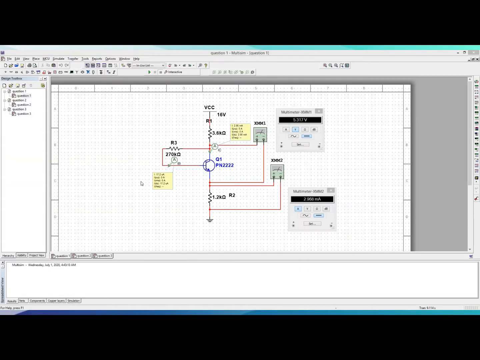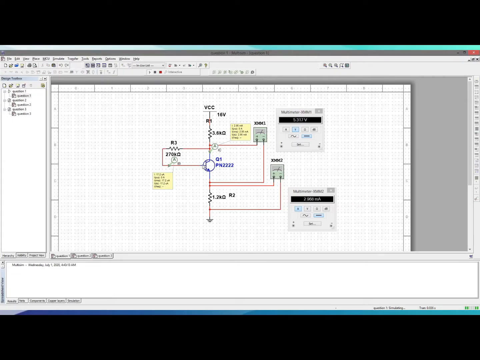Assalamualaikum warahmatullahi wabarakatuh. My name is Hazwan Hisham and I will explain about simulation of question 1. As you can see here, it's a simple circuit and this is to find the IB, which is 70.2 microampere, IC is 2.95 milliampere, and multimeter 1 is to find the VCE, which is 5.317 volt, and multimeter 2 is to find the current of the R2, which is 2.968 milliampere.